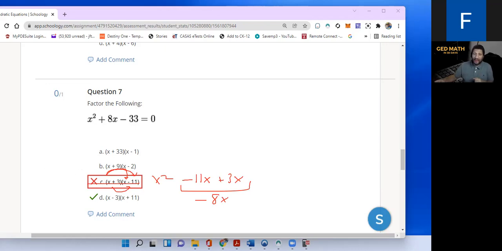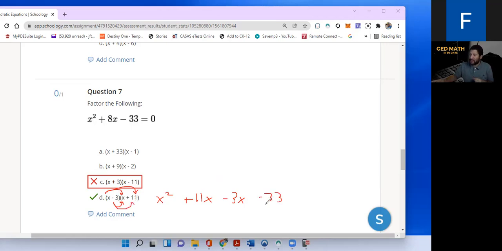So now the only one we have left is D, but let's make sure we know how to do it step by step. X times x is x squared. X times plus 11 is plus 11x. Minus 3 times x is minus 3x. And then minus 3 times plus 11 is minus 33. We have like terms, right? So x squared plus 8x minus 33. So that would have been the answer.